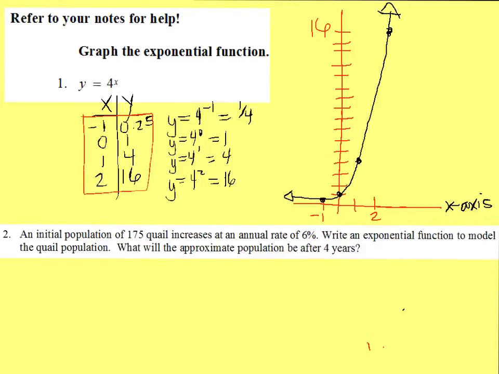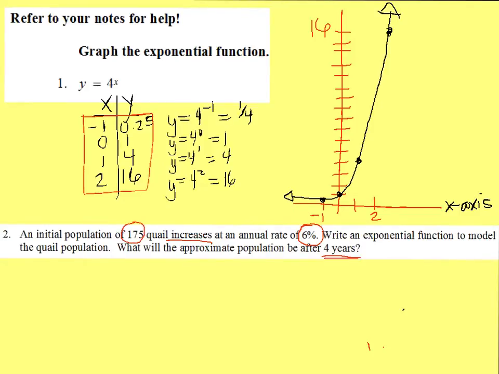Alright, let's look at number 2. Number 2 says an initial population of 175 quail increases at an annual rate of 6%. Write an exponential function to model the quail population. What will the approximate population be after 4 years? Well, it has a couple of keywords in here for us, like increases, and it tells us that we have an annual rate of 6%. It wants to know how many we have after 4 years, and it tells us initially we have 175.